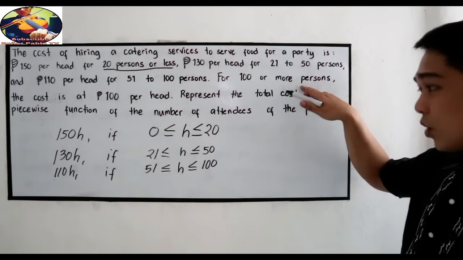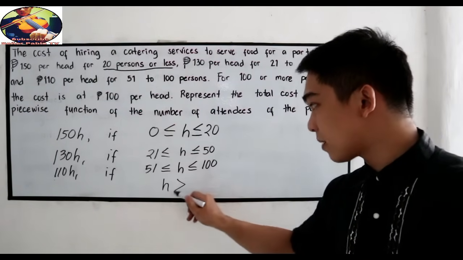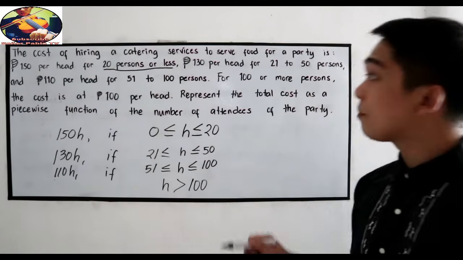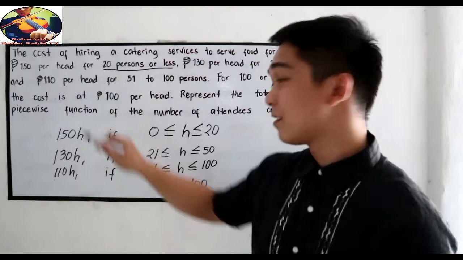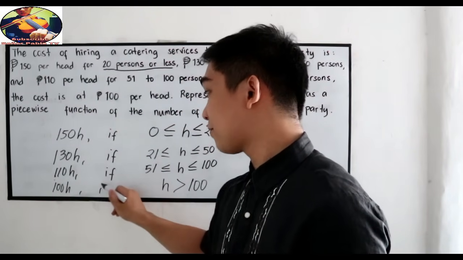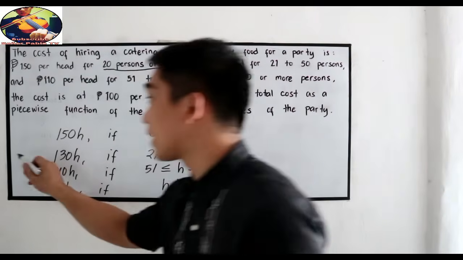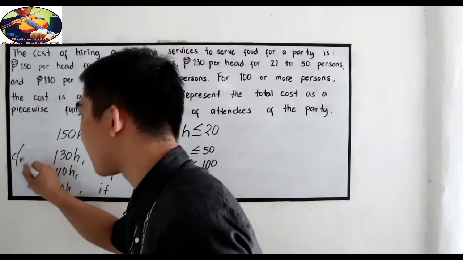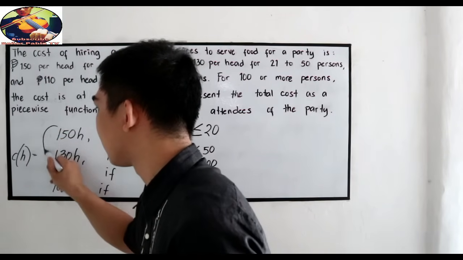For 100 or more, kapag yung participants natin ay mas malaki sa 100, ang babayaran na lang ay 100 per head. So, 100 per head, if mas malaki tayo sa 100. So, ito ngayon yung ating cost per head ng ating function.